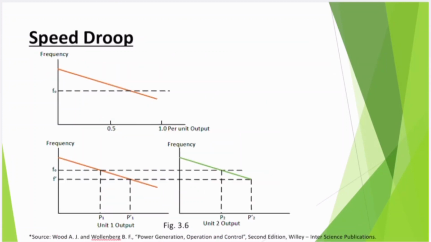And what is speed droop? Try to understand. The speed droop characteristic is very simple; it talks about frequency versus power, frequency versus the output. Now one thing is very clear: if the load is high, and if you are drawing maximum power, then your frequency is expected to drop. How do I explain?